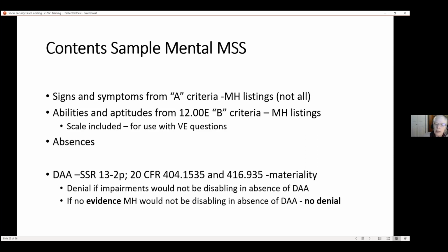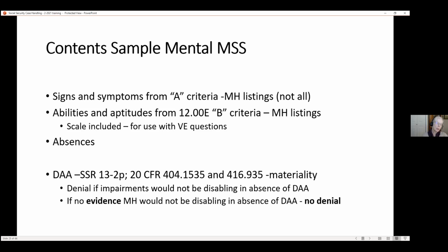So what that means, and they have a little section here in SSR 13-2p that talks about how connected substance abuse is with mental health. So like a lot of people, they have mental health problems, and so they start drinking as a way to deal with their mental health problems. And maybe they never stop drinking. Like maybe there's not a period of abstinence. This is one of the things you can look at.